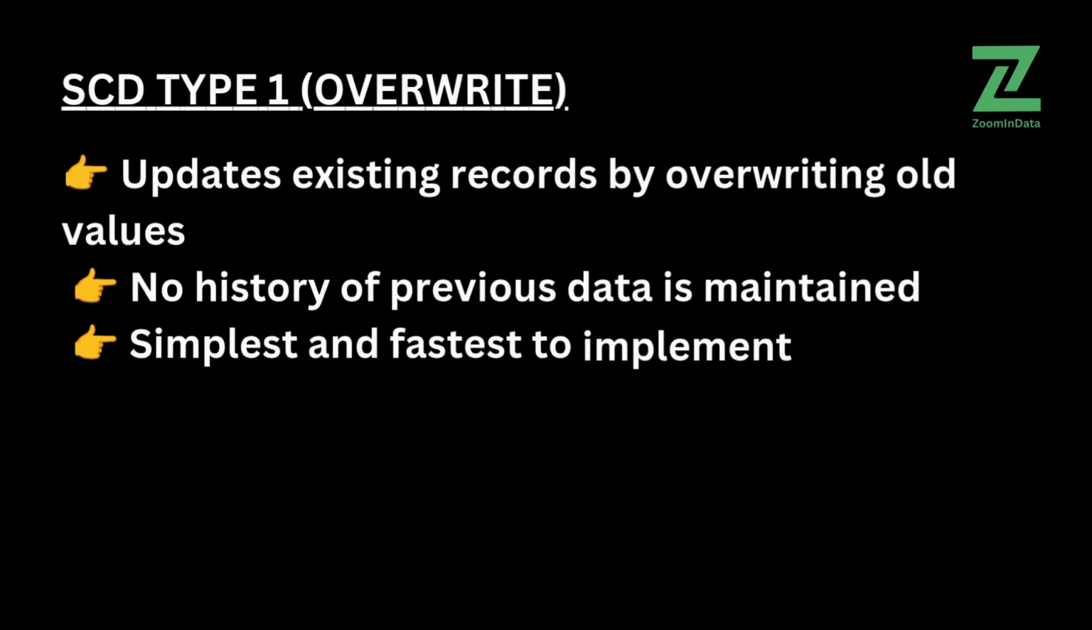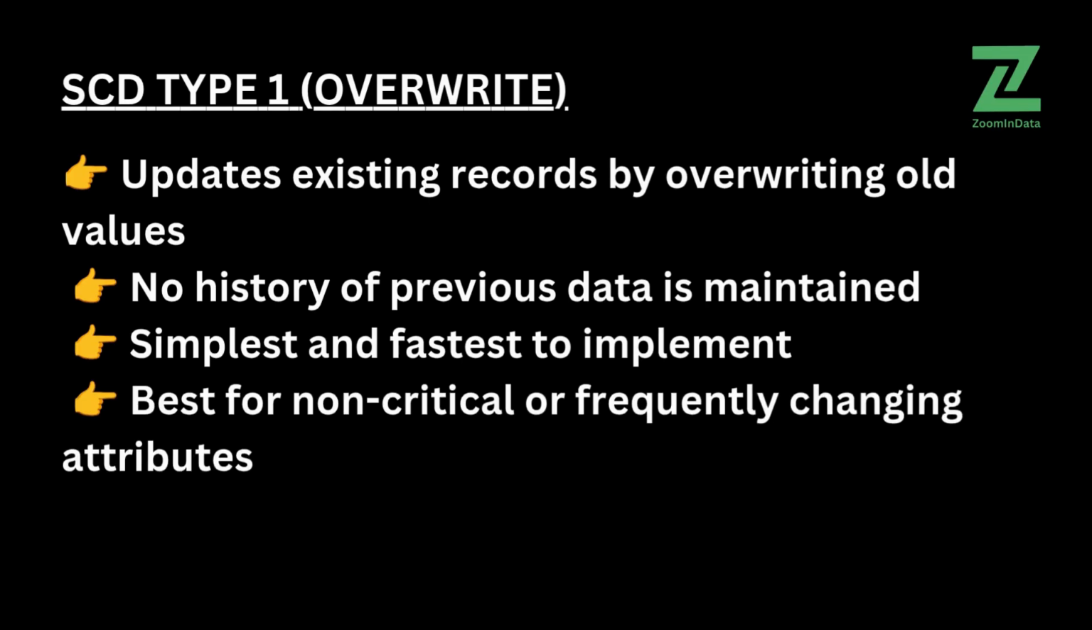SCD Type 1 updates existing records by overwriting old values with new ones. It does not maintain any history of previous data. This makes it the simplest and fastest type to implement. It is best suited for non-critical attributes or scenarios where historical data is not required.